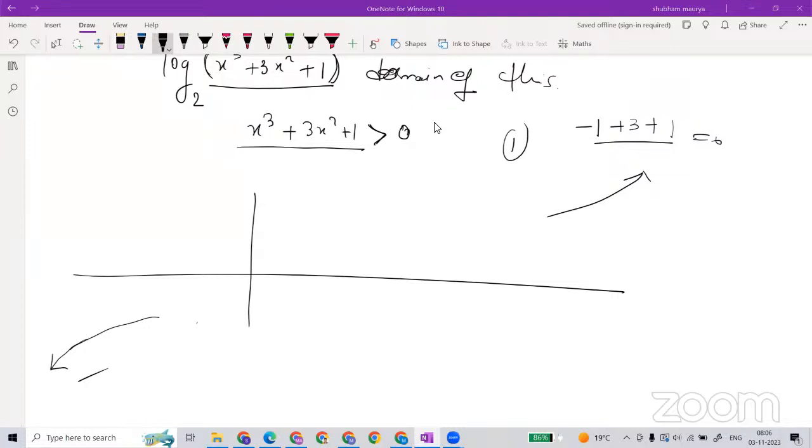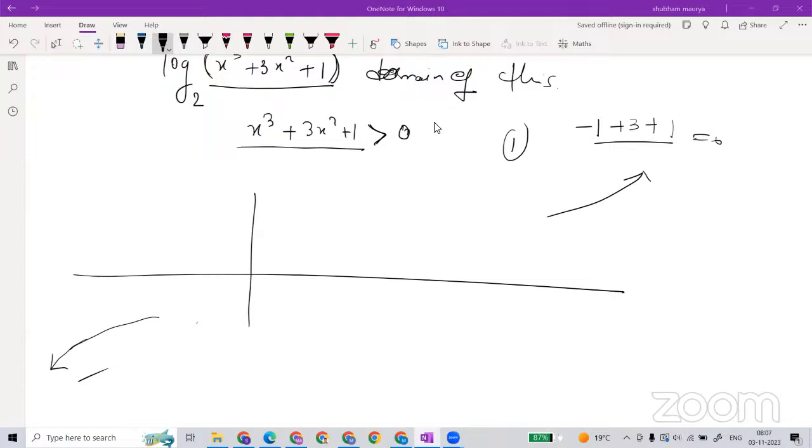Yes, sir. If x cube plus 3x square should be equal to -1, sir, then it will become 0, right? If the value of x cube plus 3x square is equal to -1, then that -1 and the +1 in the cubic polynomial, the third term, will cancel out and we'll get a 0 there.